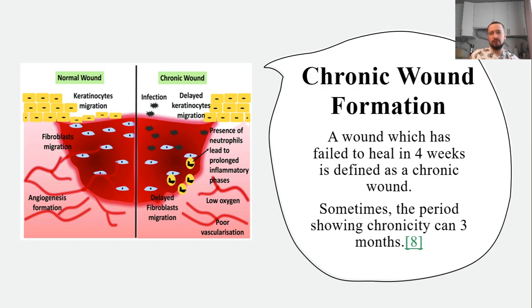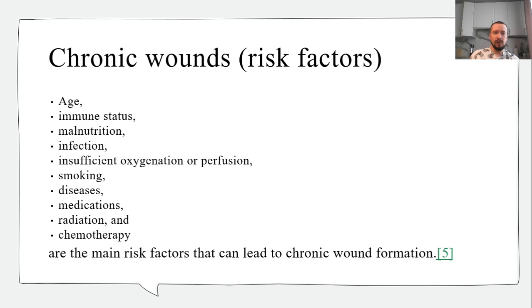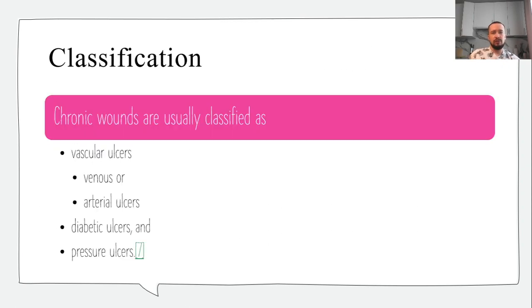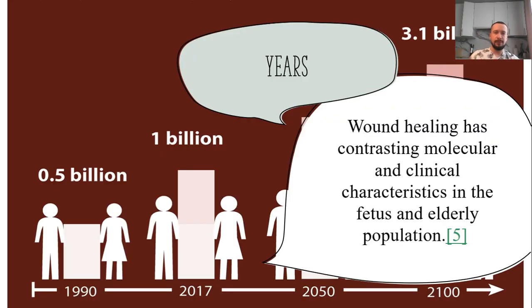Chronic wound formation. A wound which has failed to heal in 4 weeks is defined as a chronic wound. Sometimes the prolonged period shows chronicity cancer masses. Age, immune status, malnutrition, infection, insufficient oxygen and/or perfusion, smoking, diseases, medications, radiation, and chemotherapy are the main risk factors that can lead to chronic wound formation. Chronic wounds are usually classified as vascular ulcers, diabetic ulcers, and pressure ulcers. Vascular ulcers are divided into venous and arterial ulcers.